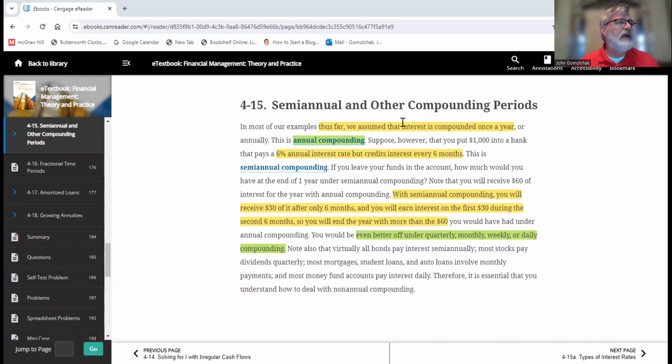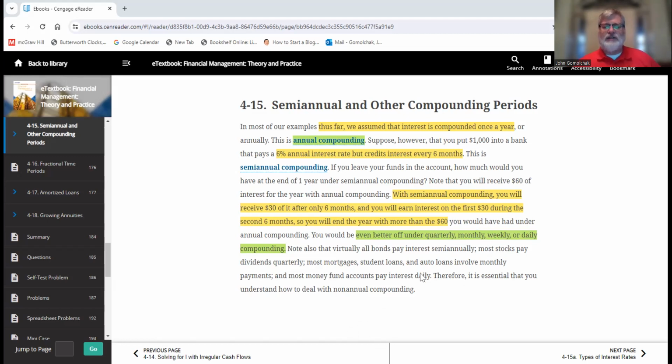All right, so this is semi-annual compounding. With semi-annual compounding, you will receive, okay, so if you put $1,000 in the bank at 6% interest, and they are going to give you semi-annual compounding, that means at 6 months, you get $30 worth of interest.